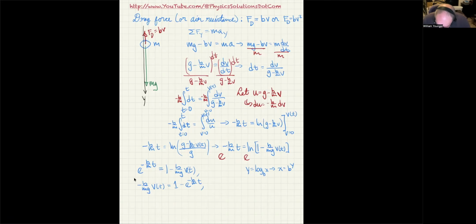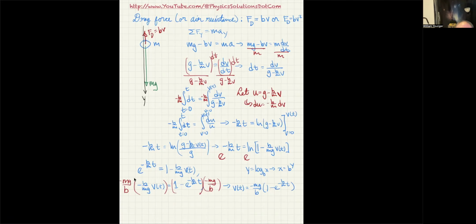Now what I'm going to do is multiply both sides by negative b over mg, and when I do that, I'm going to get, or excuse me, I'm going to multiply both sides by negative mg over b. So let me go ahead and write that. Multiply this by negative mg over b, times negative mg over b, like that. And now from this, I get v of t is equal to negative mg over b times 1 minus e to the negative b over m times t.